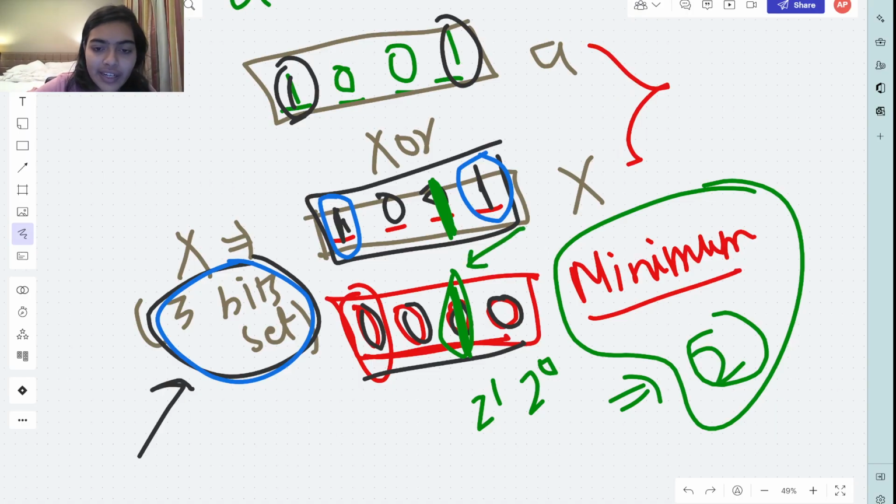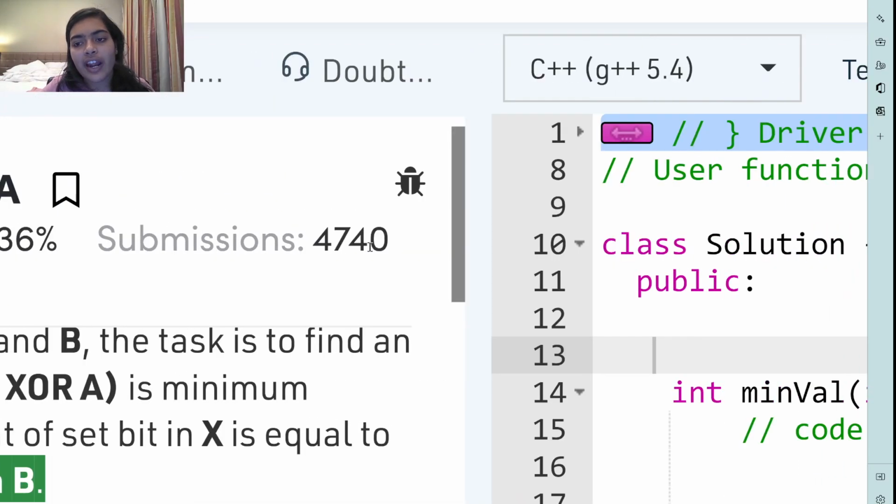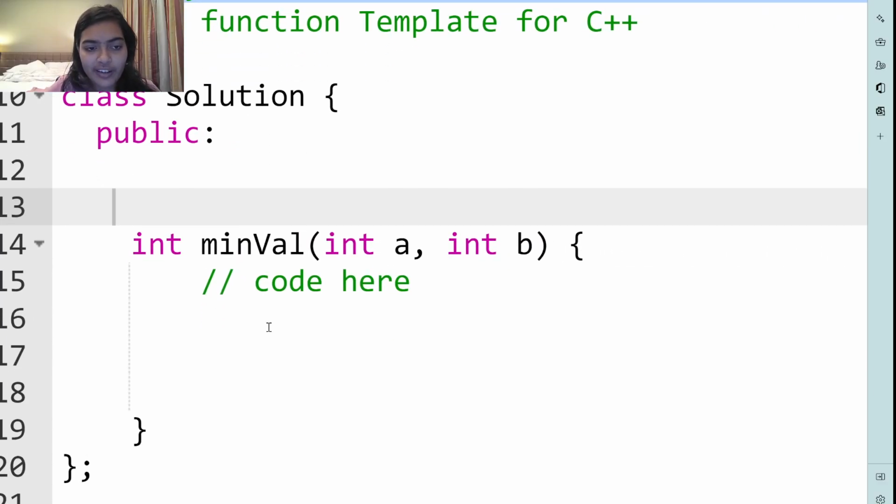I am going to set it at the minimum possible value, because I get the least possible answer if you try to set from the left side. So this is the logic. Now let's try to code this, then it will be much clearer, hopefully.